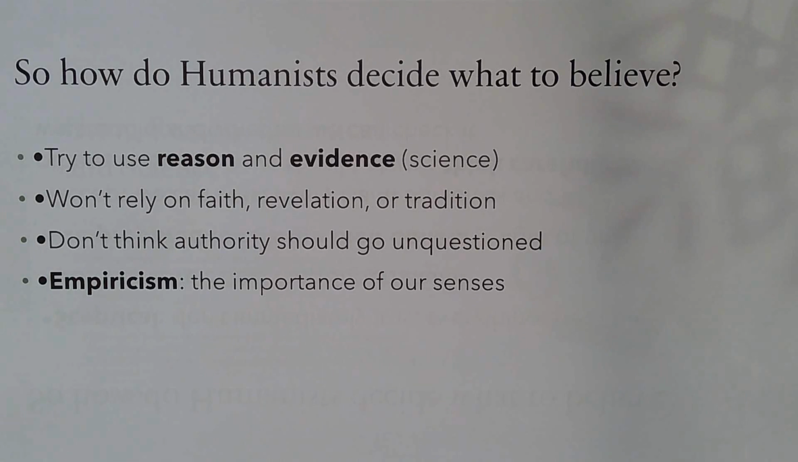So humanists use this, and they also use 8 other ways to decide what to believe. They use reason and evidence, which is essentially science. They won't rely on faith, revelation, or tradition. So something's a tradition, or faith or revelation, where it's linked to religion. They won't believe in that, they won't rely on it. They try to use reason and evidence all the time.